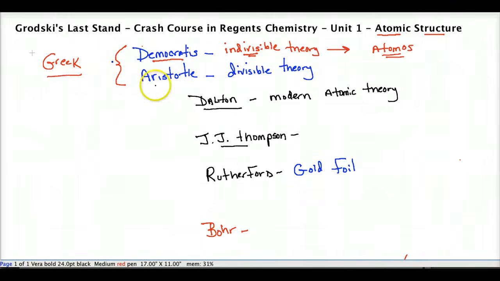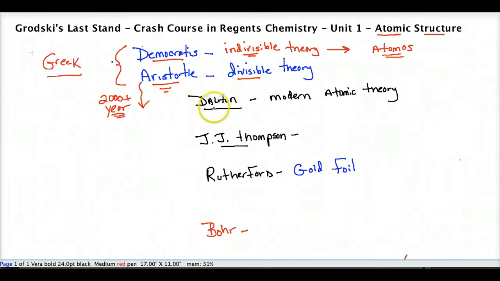Aristotle came a little later to the party, and disagreed and came up with the divisible theory, meaning matter could be cut in half into smaller and smaller pieces, halves of halves of halves, and you would just get smaller pieces of matter, not a particle that made up all matter. And that permeated for over 2,000 years. That philosophy of no particles making up all matter, or at least the idea that matter was continuous.